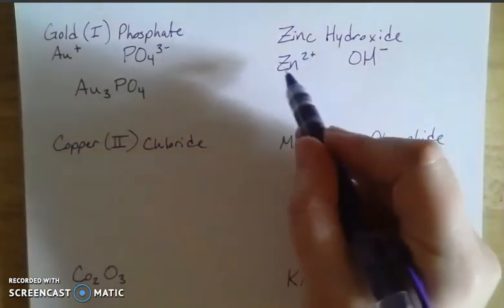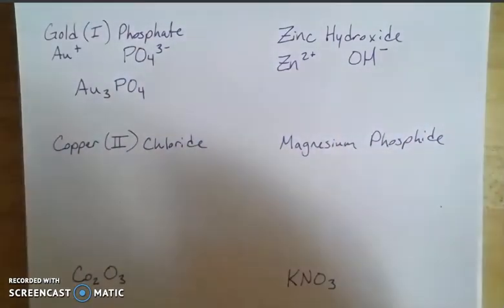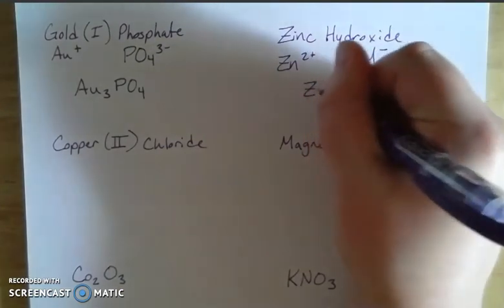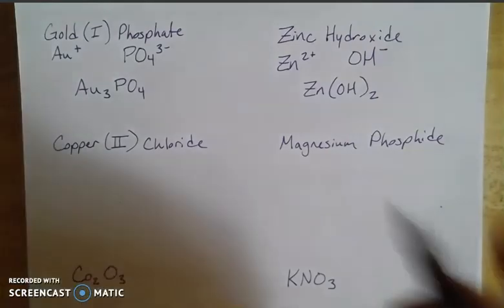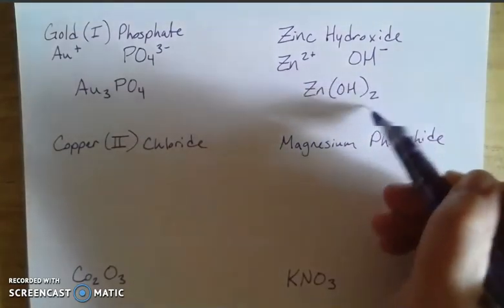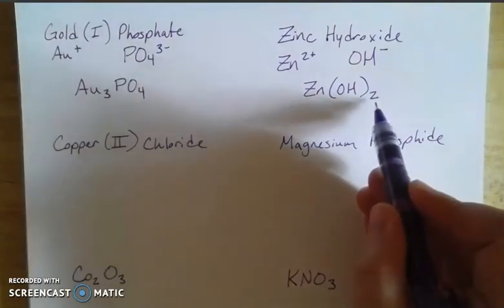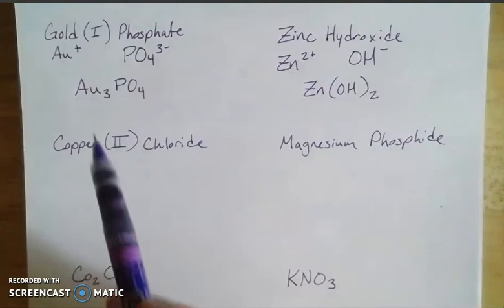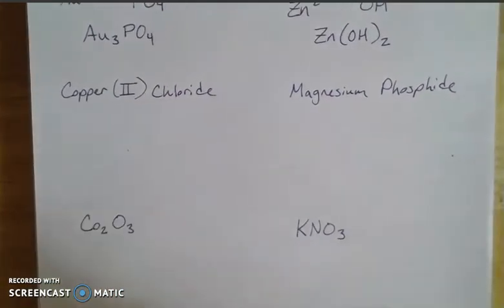So I have a 2+, I have a -1. When I put them together, they have to be balanced out. So that means I need a 1:2 ratio. If I have a polyatomic like this, and I am putting it into a chemical formula, and I need more than 1 of them, then I'm going to put it in parentheses with the number that I need on the outside as a subscript. So this means that I need 2 of my hydroxides for every 1 zinc. Now, again, you'll note that I've removed the charges once I put them into the chemical formula, because at this point, they are neutral.